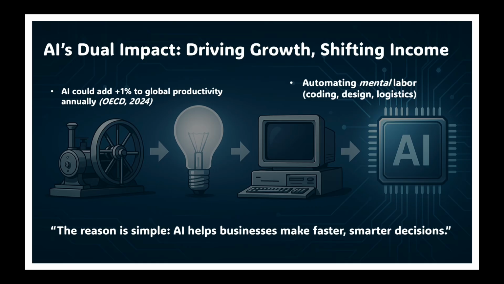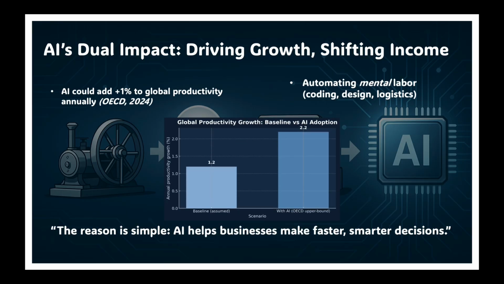One of the key forces of the fourth industrial revolution is driving economic growth, but is also changing how income is distributed between labor and capital. AI is transforming production, much like steam engines or electricity once did. It automates complex mental tasks, things like writing code, optimizing logistics, and analyzing data, as well as creative design, by allowing companies to produce more with fewer resources.